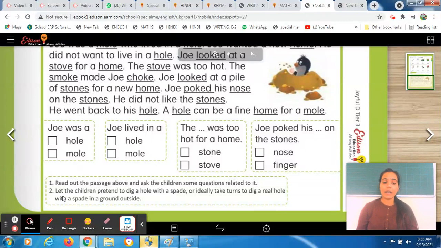The second thing is: let the children pretend to dig a hole with a spade. Parents, it's a request that if you have a spade at home, you help our kids dig a hole in your lawn or in the park outside your house, so they can understand this passage well. So let's start the passage reading.